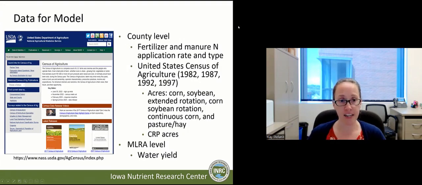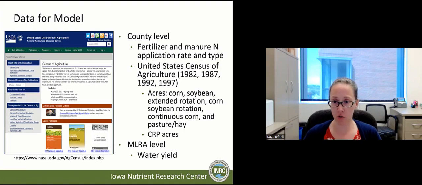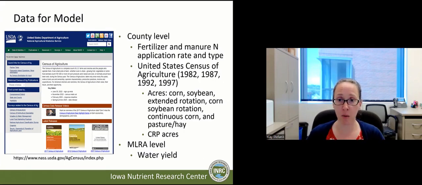We pulled data from a few different sources for our modified end load model. Most of it was at the county level. So we had some fertilizer and manure application rate data, as well as type of fertilizer and manure that was applied. We pulled some information from the U.S. Census of Agriculture, which is conducted by the USDA National Agricultural Statistics Service. All of this is online and freely available.